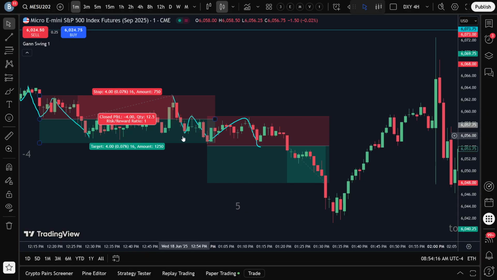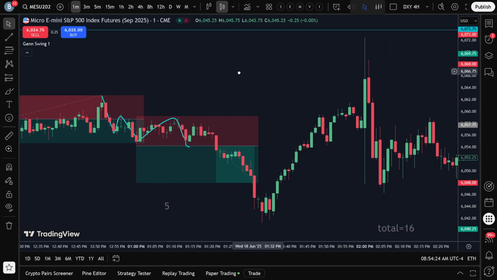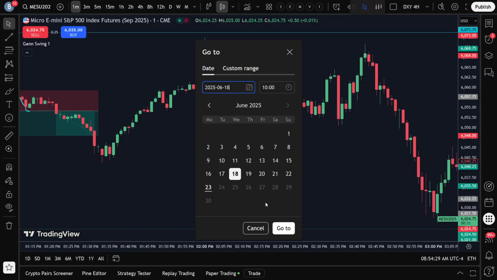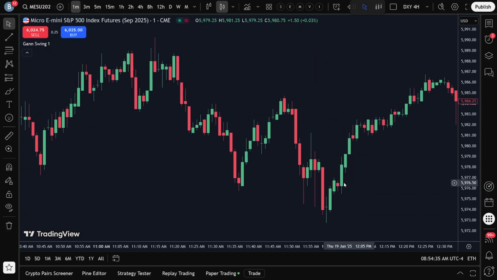First swing down, first swing up, second swing up. There's your entry, there's your stop. Another 5 points, for another total of 16 points for the day. That's Wednesday. I don't know if I did anything on Thursday because it was a holiday. Yeah, it doesn't look like it.